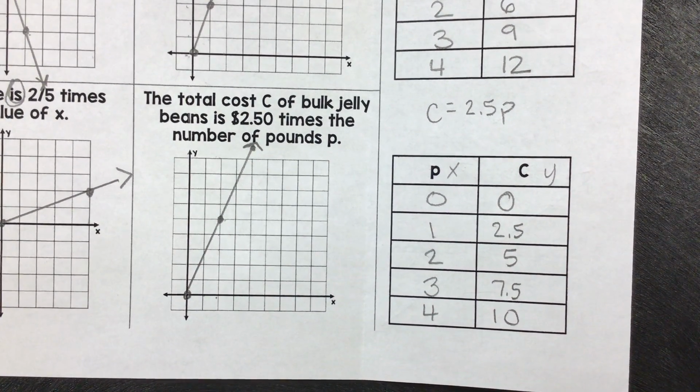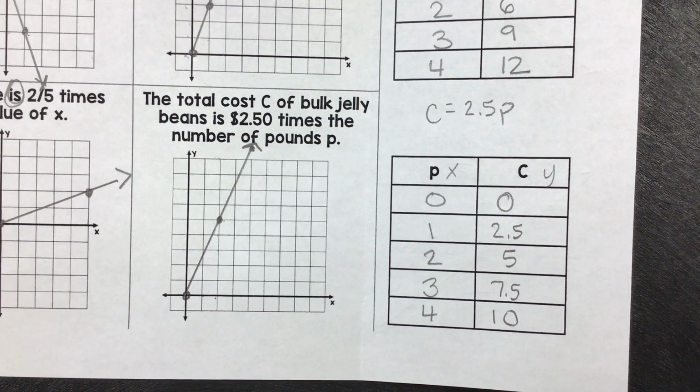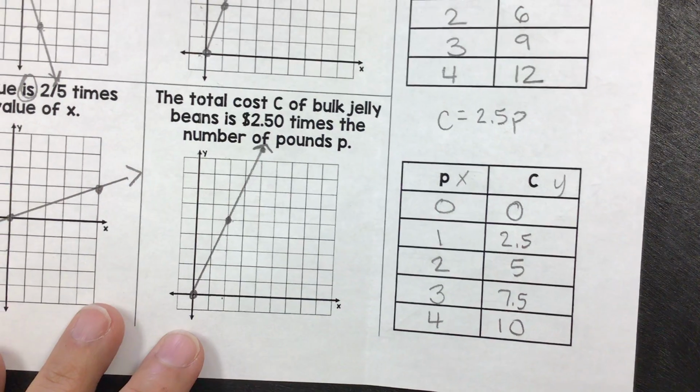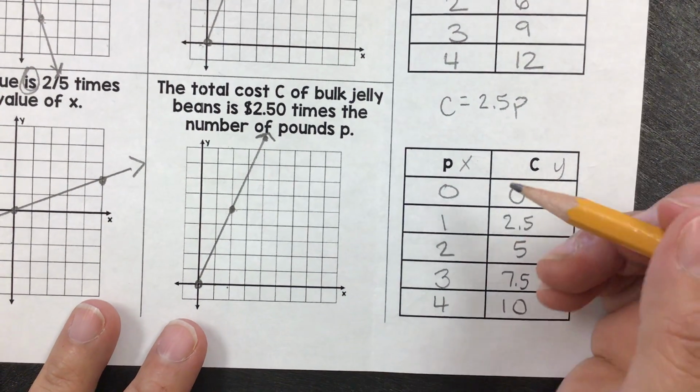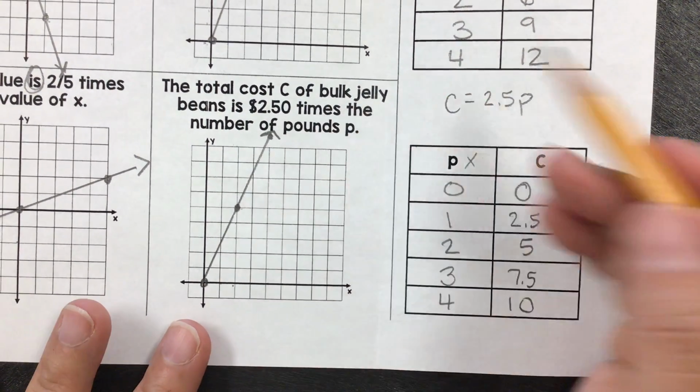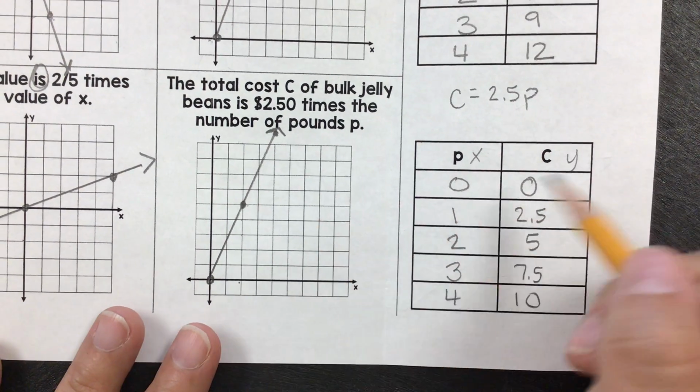So candy also, they won't give us money back for candy, so it won't be negative. We can't return it and get our money back. So these are just the positive numbers that we're looking at.